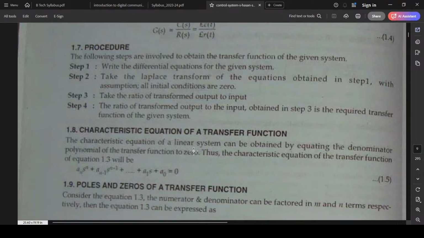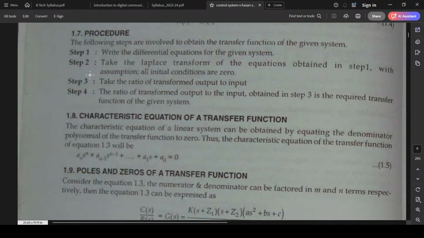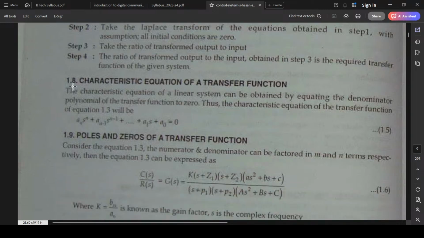Now it is saying the procedure. Write the differential equation of the system. Take the Laplace transform of the system, and then make it out into a ratio. We have gotten the ratio; reduce it to the form obtained in step 3, which is the required transfer function. Yeah, so that is the transfer function.